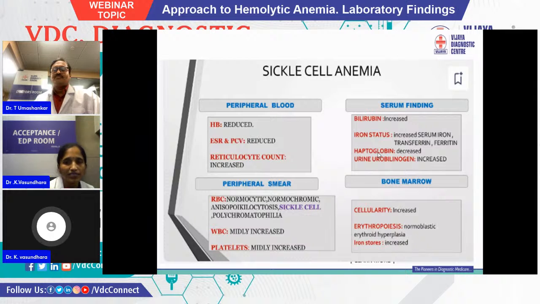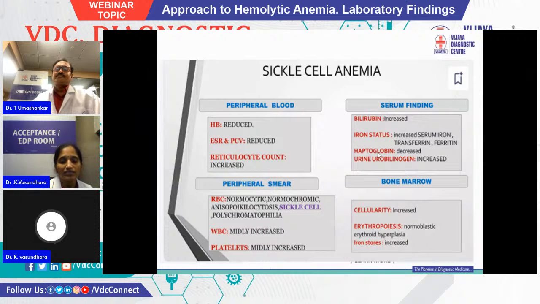And coming to the serum findings, the bilirubin is increased, and coming to iron status, you'll see increased serum iron, transferrin, and ferritin. Iron parameters are increased because of frequent blood transfusions and because of this lysis. There's a decrease in haptoglobin levels and a decrease in TIBC, the total iron binding capacity.